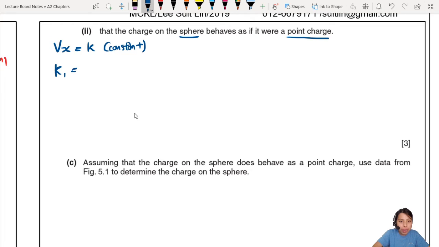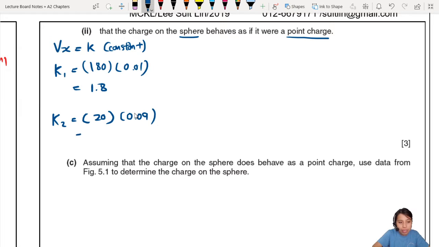Okay, so my K1 will be V times X, which will be 180 times what I wrote just now, 0.01. This should give me a value of 1.8. Then I do my second value of K. This will be 20 volts times 0.09. This one is also 1.8. Oh, very good. So, that's all. Hey, conclusion. 3 marks. Please don't forget.